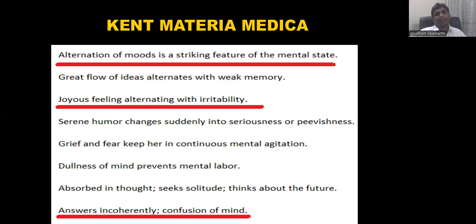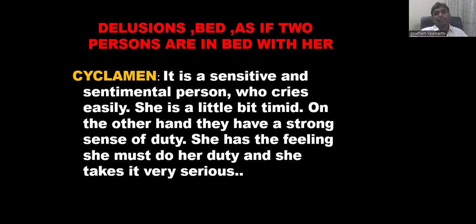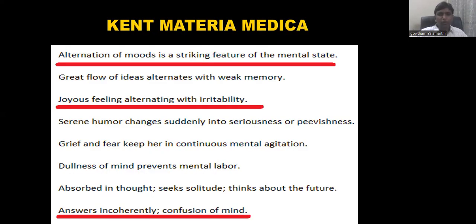Dullness of mind prevents mental labor. Absorbed in thoughts, seeks solitude, thinks about the future. Answers incoherently. There is no coherence. Confusion of mind. From this confusion of mind, this rubric, delusion, bed, as if two persons are in bed with her, is raised in Cyclamen. So whenever you are seeing a Cyclamen, make sure that there are some alternating states. As I said earlier, successful state and failed states. Most of the times, patient comes to us in the failed states. But you need to understand their successful state as well. See this: joys alternating with irritability, answers incoherent and confusion of mind.